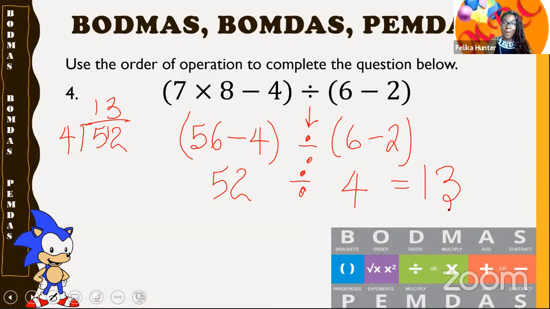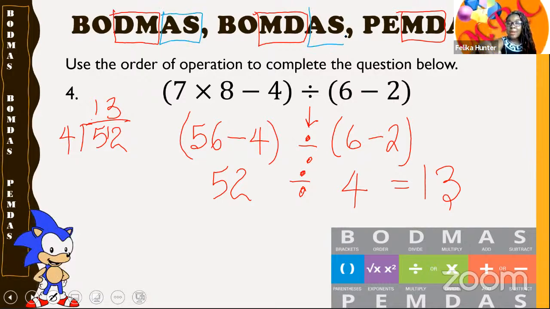So that's it for BODMAS, or you want to say BOMDAS or you want to say PEMDAS. It doesn't matter which one you say. Just remember how to use it. When you're using it, you do your brackets first. The next thing you do is your order, which talks about your powers or your roots. The next thing is division or multiplication, whichever one comes first in the question. And then we do addition or subtraction, whichever one comes first.